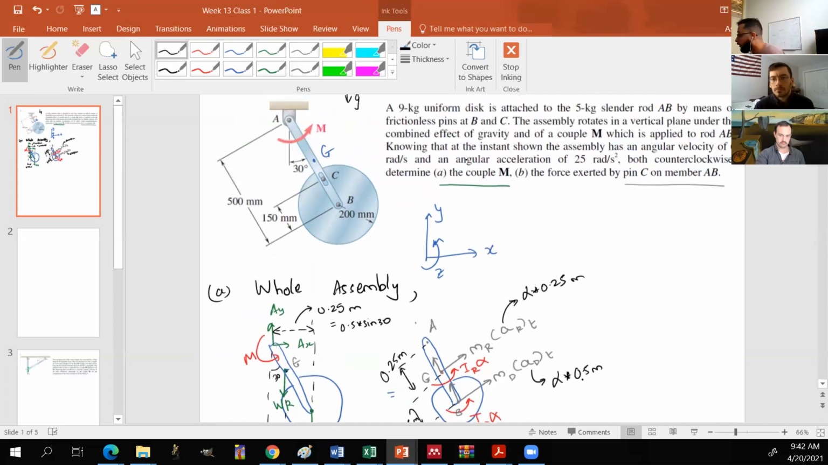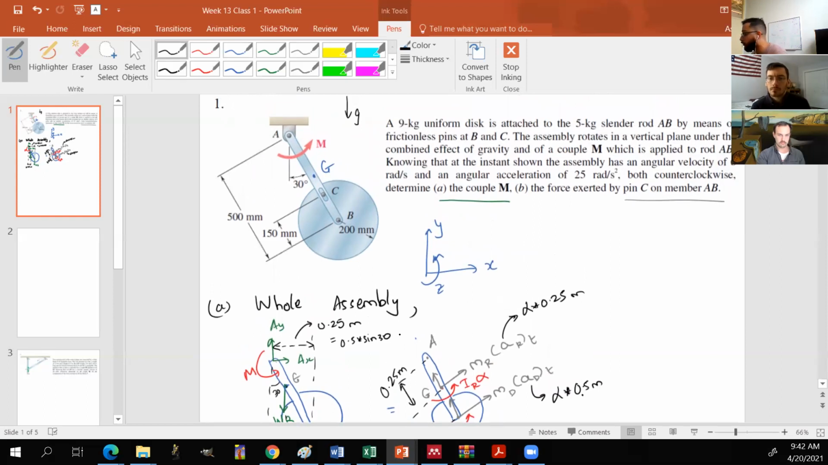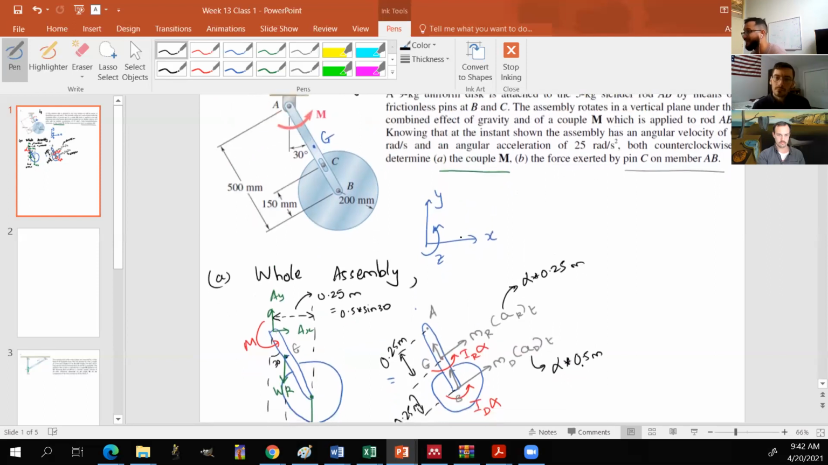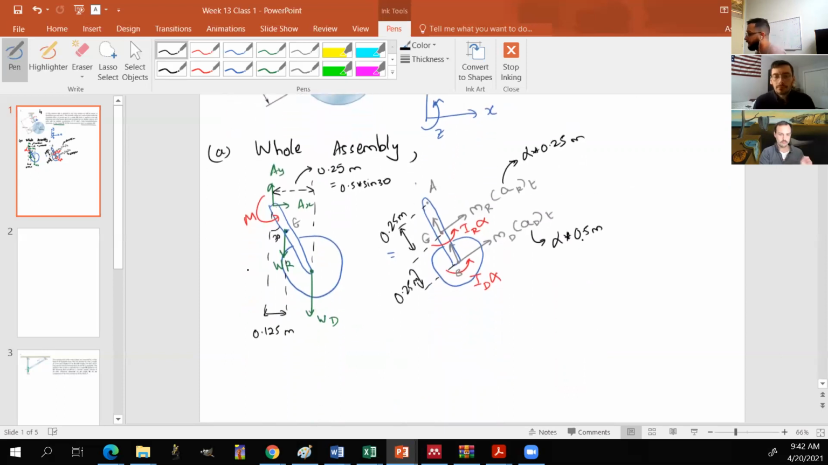Now, if the problem was asking you to find the reaction forces at the pin A, then you would do force equilibrium. But because the problem is just asking for the moment, the easiest thing to do is to just take the moments about the point A, because then you don't need to worry about these forces. All right, so let's do that. So doing moments about the point A, right?